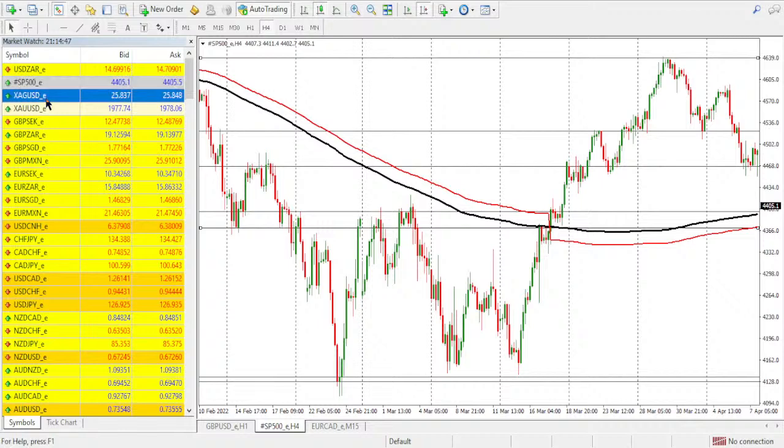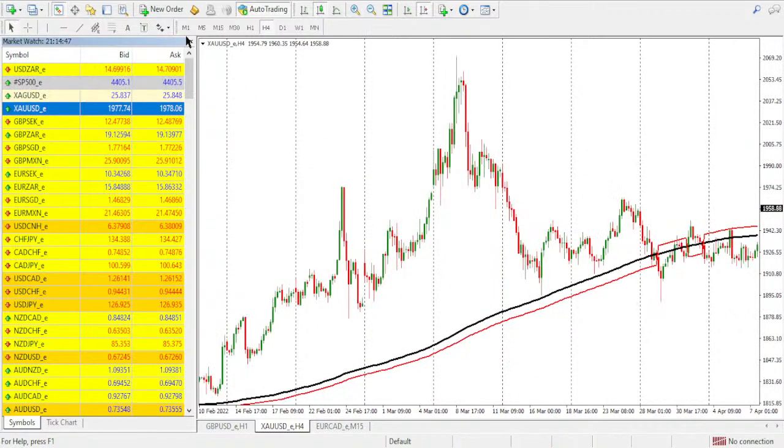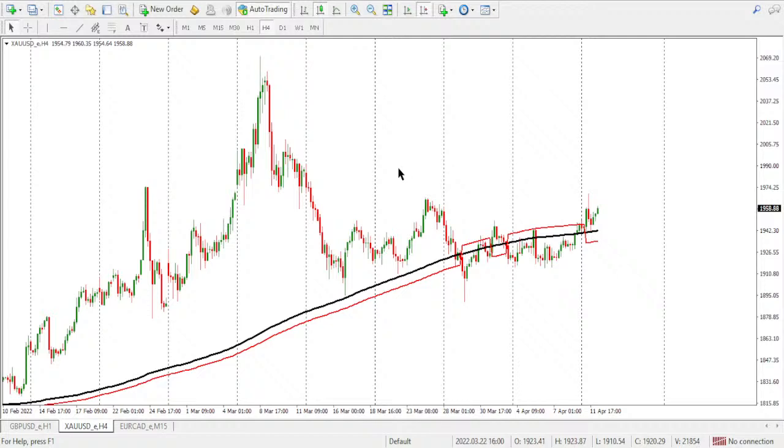The next symbol is gold. So gold, so far the price is headed to the upper side. The indicator is showing us a buy. I believe our levels are also showing us the same direction. So we have a support there, and that's a very good support.